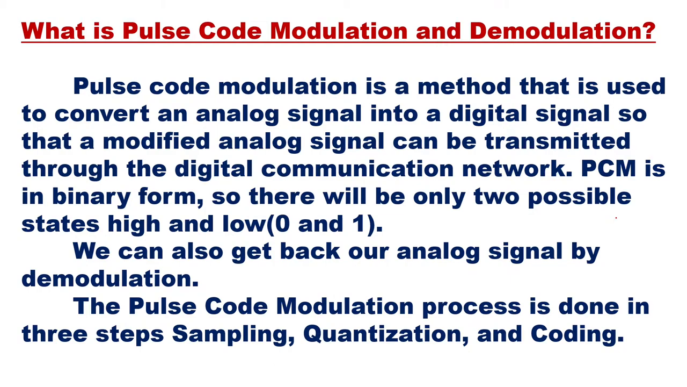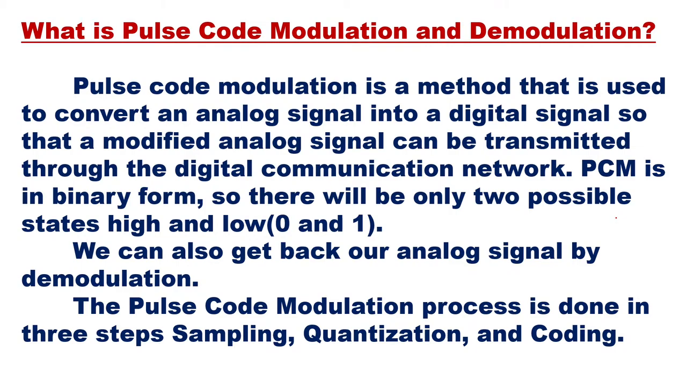Pulse code modulation is a method that is used to convert an analog signal into a digital signal so that a modified analog signal can be transmitted through the digital communication network. Pulse code modulation is in binary form, that is zeros and ones. So there will be only two possible states, high and low, 0 and 1. We can also get back our analog signal by demodulation at the receiving stage.